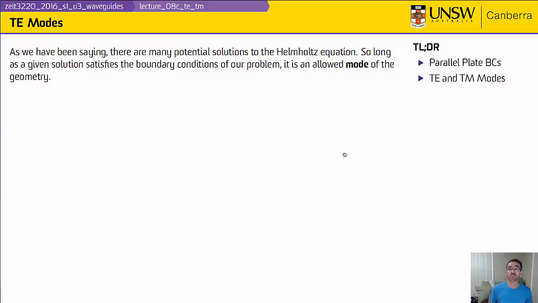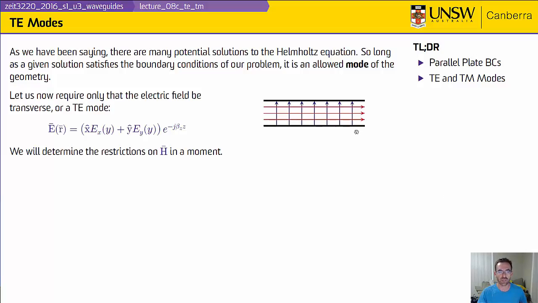So the solutions we're going to start with are the transverse electric solutions. And this is another example, beyond the TEM mode, of things that can propagate on a parallel plate transmission line. We're going to require that only the electric field be transverse in this instance. So we'll say that the electric field as a function of position will have this form. It'll have an x component and a y component.